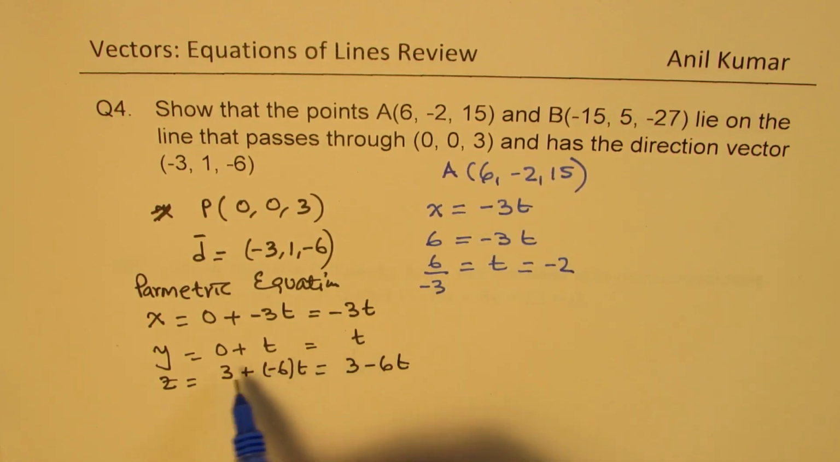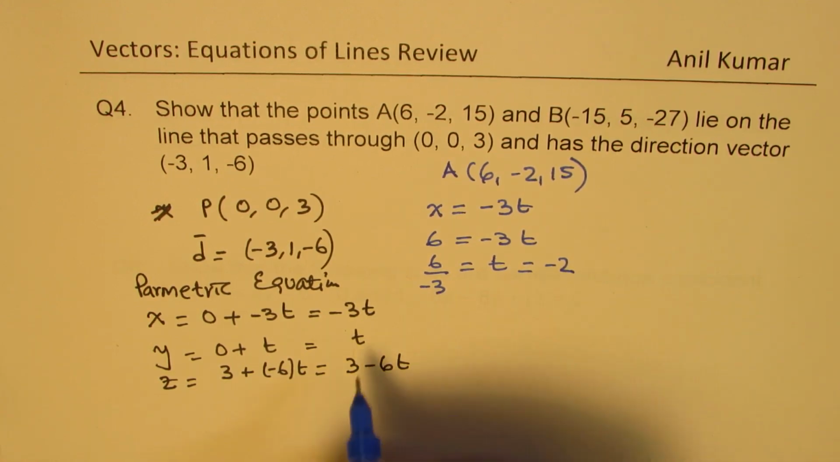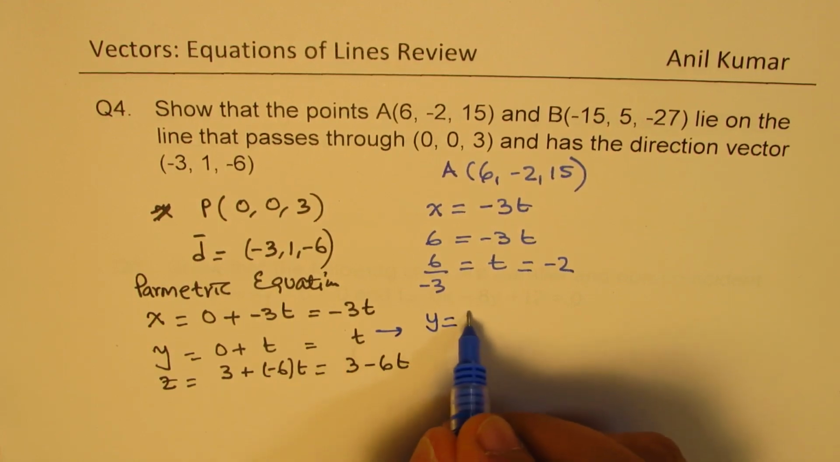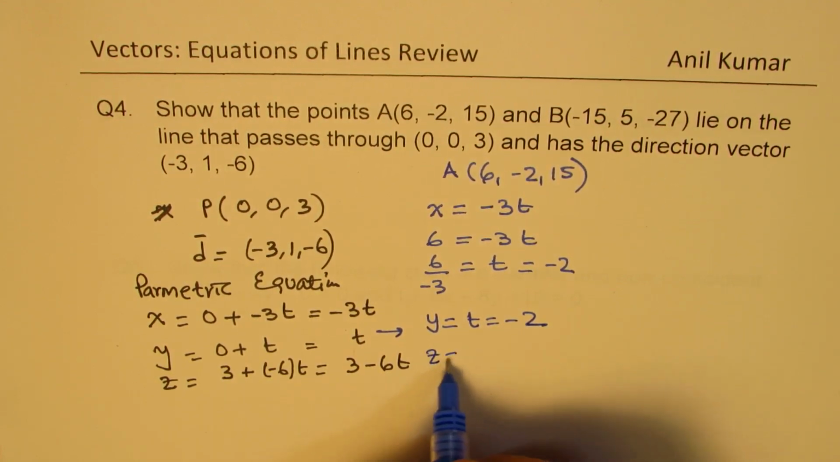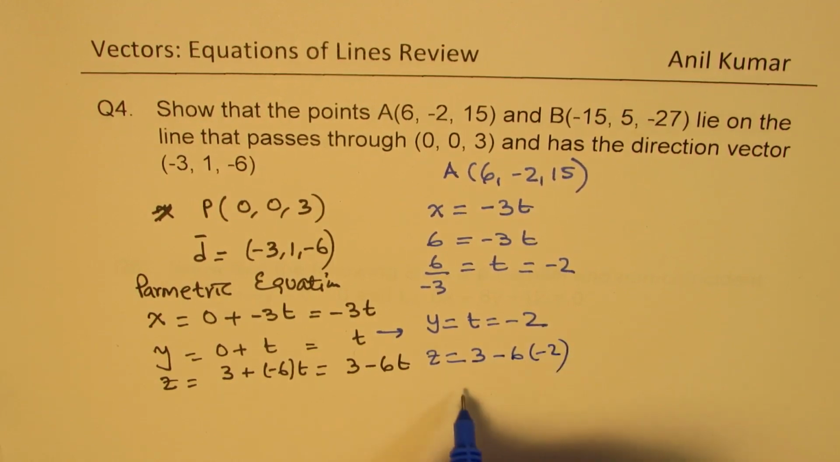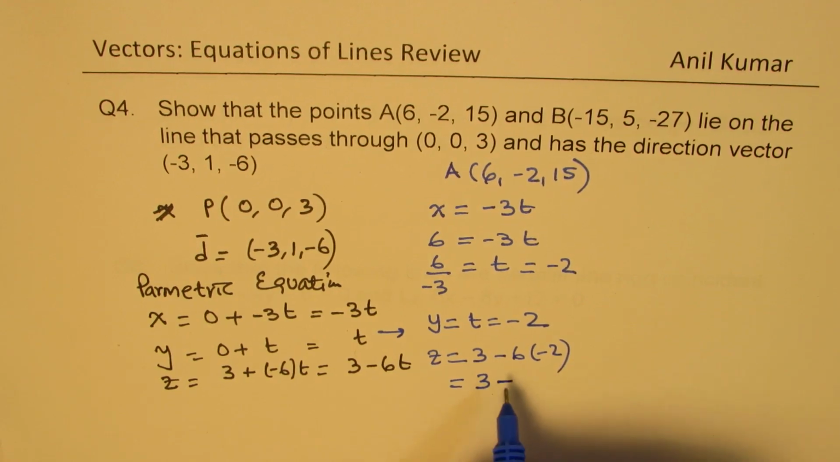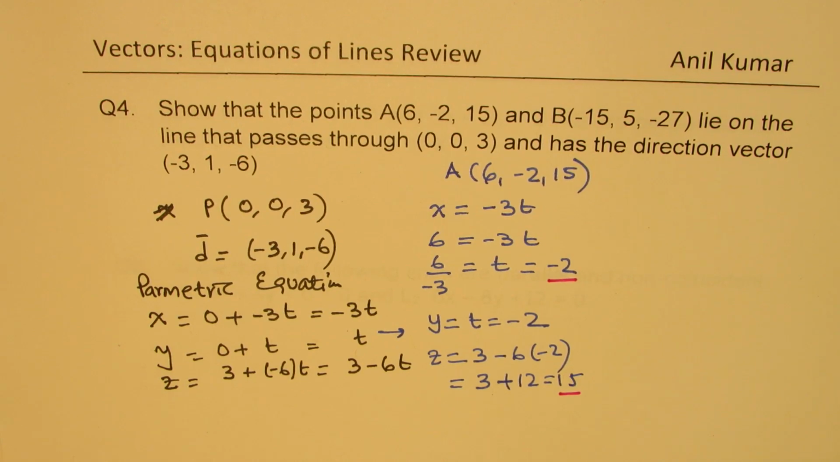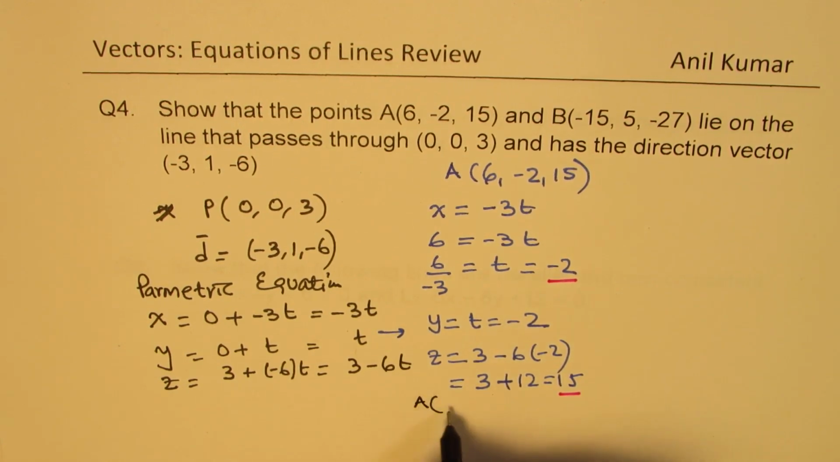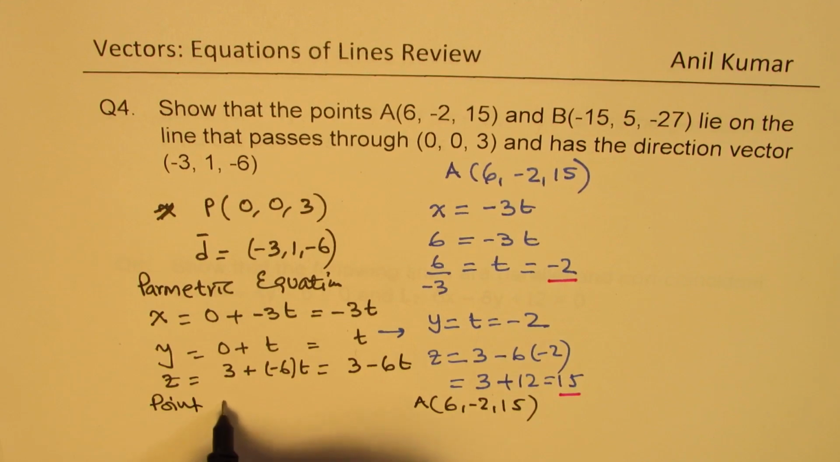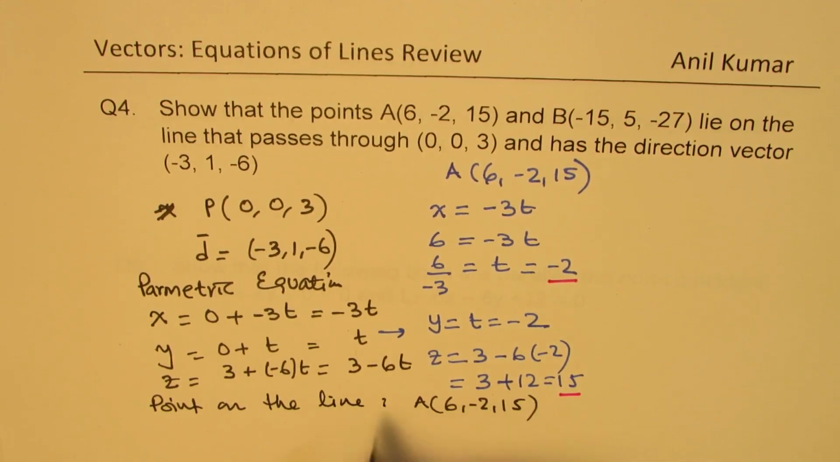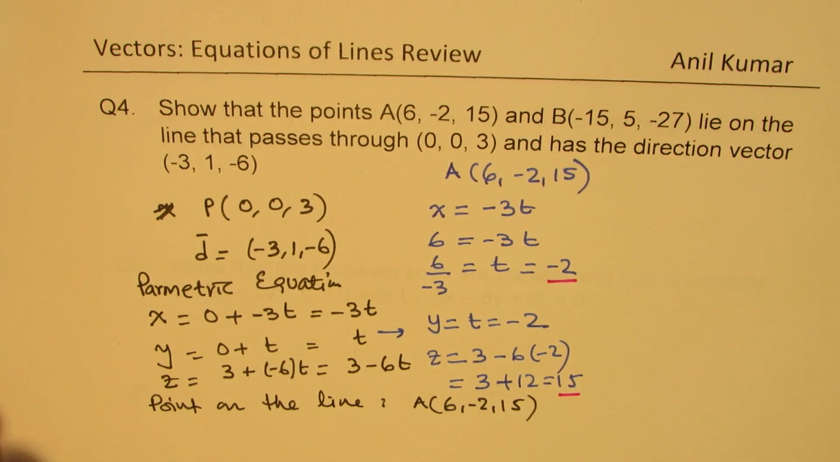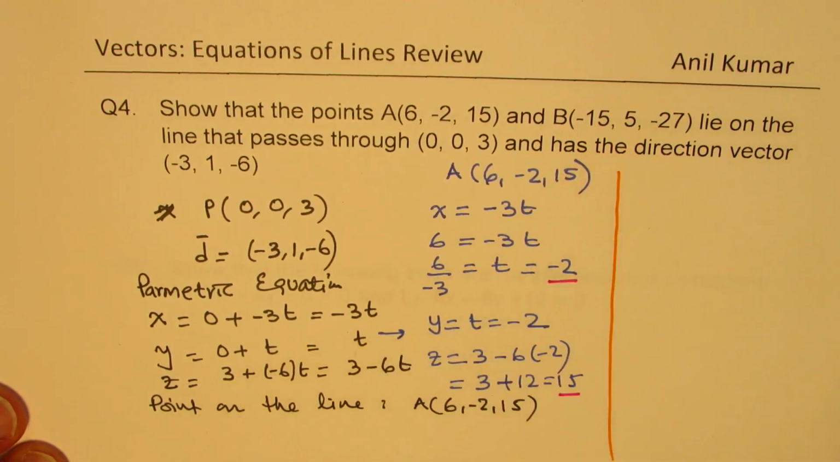Now we'll substitute t as -2 and check whether we get the other results. So y equals t, which is -2, and z equals 3 minus 6 times -2. Let's calculate: minus and minus becomes plus 12, which is 15. So we do get a point which has these values. That confirms that yes, A is on the line. So (6, -2, 15) is a point on the line. Confirmed.